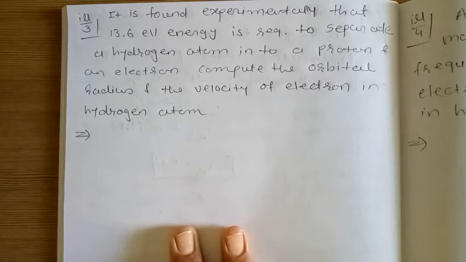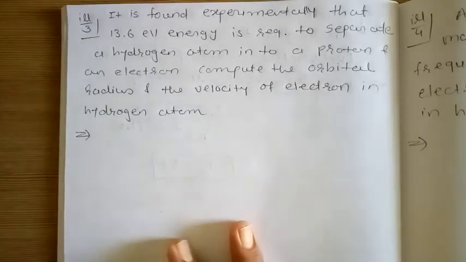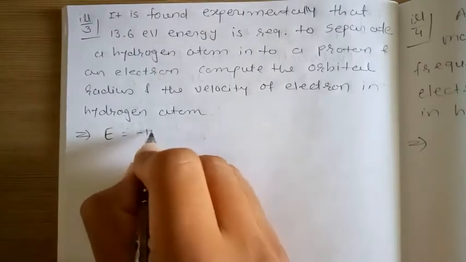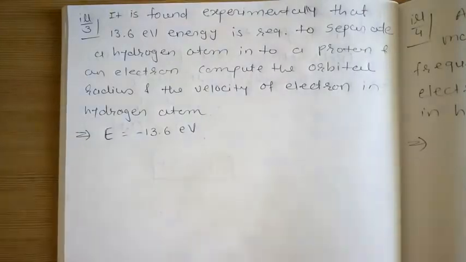Right. So here the energy is given. Here the energy is 13.6 electron volt. But here we have to separate a hydrogen atom, so we have to apply the energy. So the total energy is given by capital E is equal to minus 13.6 eV, because we have to apply this energy. Now we have to convert this energy into joule.